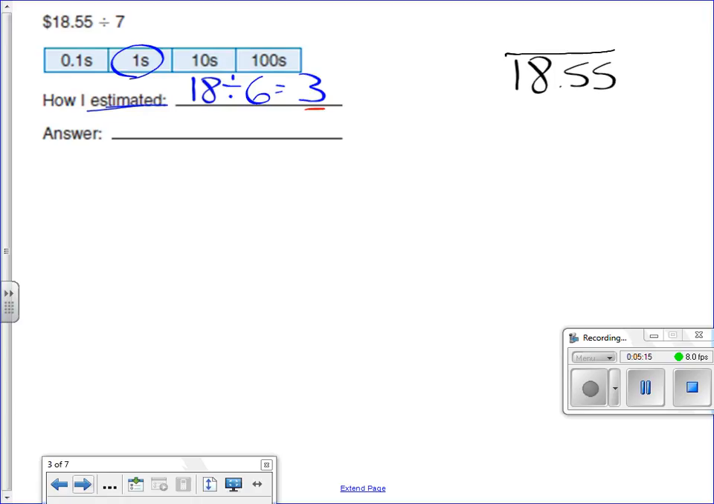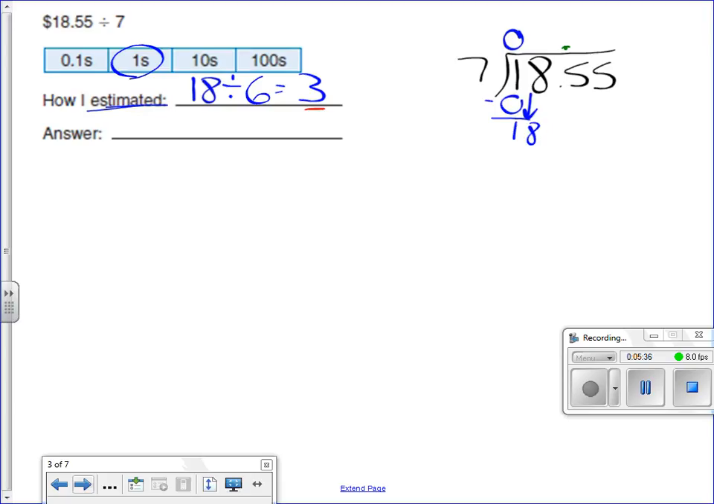18.55 divided by 7. First thing I need to do is move my decimal up to the top. Now I'm going to go ahead and divide. Can 7 go into the number 1? It cannot. So I'm going to put a 0 here. 0, subtract. 7 times 0 equals 0. That's where I got the 0. 1 minus 0 equals 1. I'm going to bring down the 8.